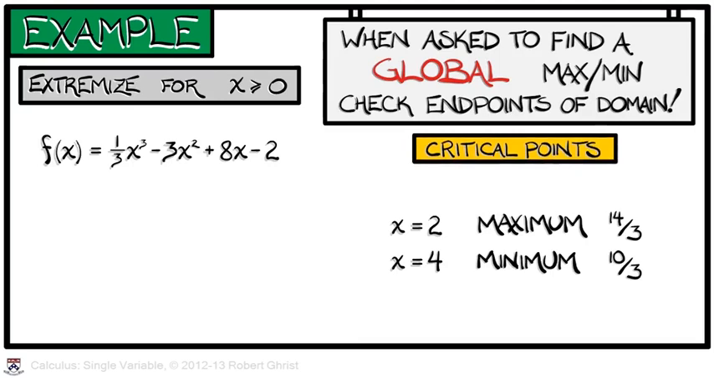Remember, our constraint is that x must be bigger than or equal to 0. Therefore, the left-hand endpoint is at x equals 0. What do we see there? Well, the value that the function takes on is -2. This is a minimum since it is less than the other critical values that we have computed. In fact, this is the global minimum for the function.